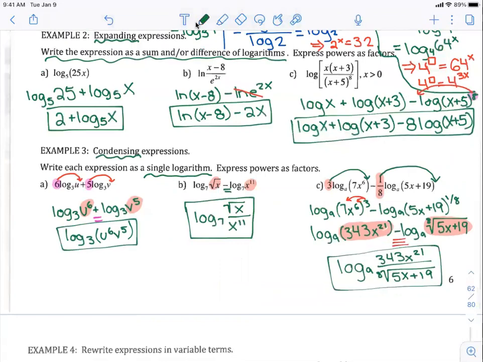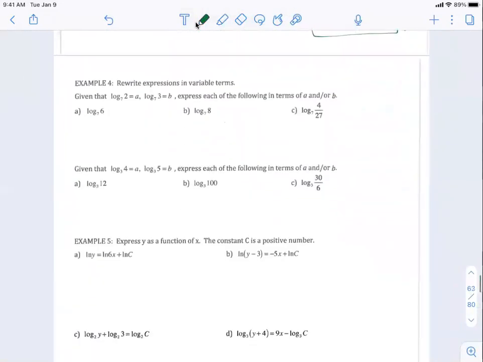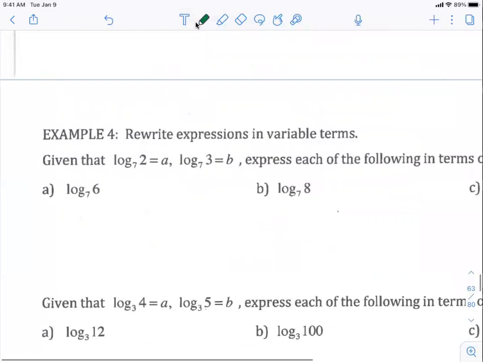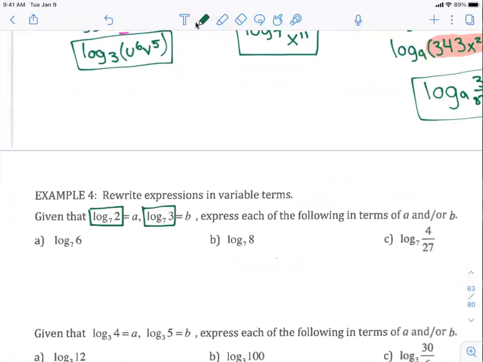All right, let's keep rolling. Example 4, rewrite expressions in variable terms. So it says, given that log base 7 of 2 equals a, so I'm going to be looking for this, and log base 7 of 3 equals b, express the following in terms of a and/or b.